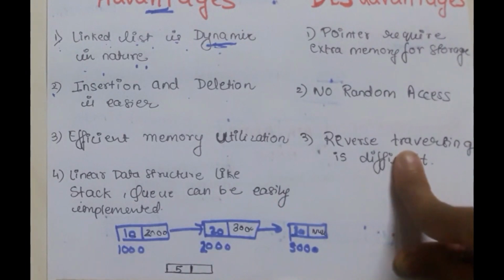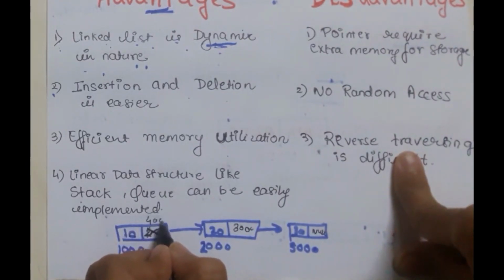Suppose this is node 5 and we want to insert it into this linked list after this node 10. So what we have to do is simply write here the address of this node, suppose 4000. So instead of 2000 we simply write 4000, so that this node will point to this. We will remove 2000 from here and write 4000.